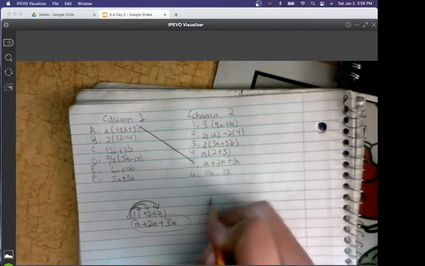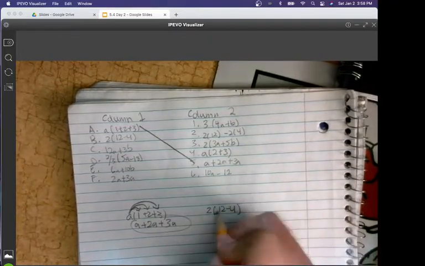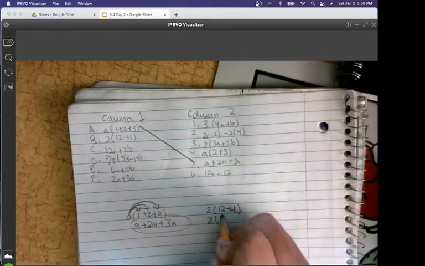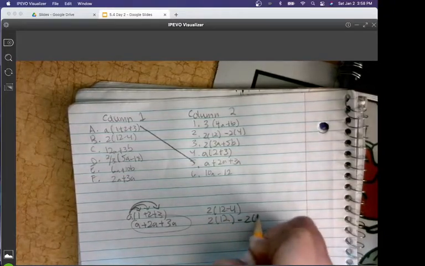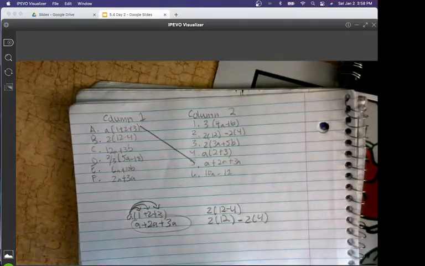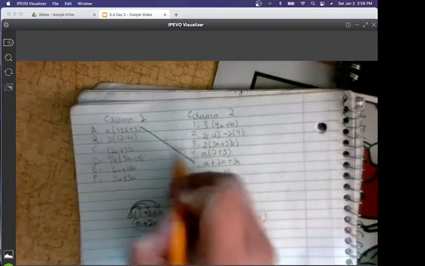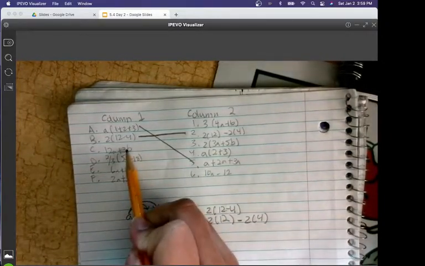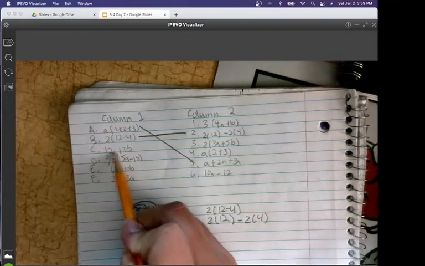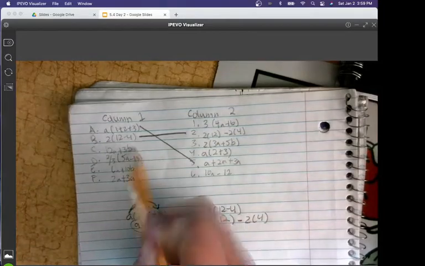Next, for B, I've got 2 times 12 minus 4. 2 times 12, the minus sign stays. 2 times 4, which, if you keep going, you'll see that it's 24 minus 8. But if you stop there, you'll see that it's actually right there. So these two are connected. I'm going to skip this one because it's easier to go from the parentheses to the non-parentheses. So we'll skip that one.